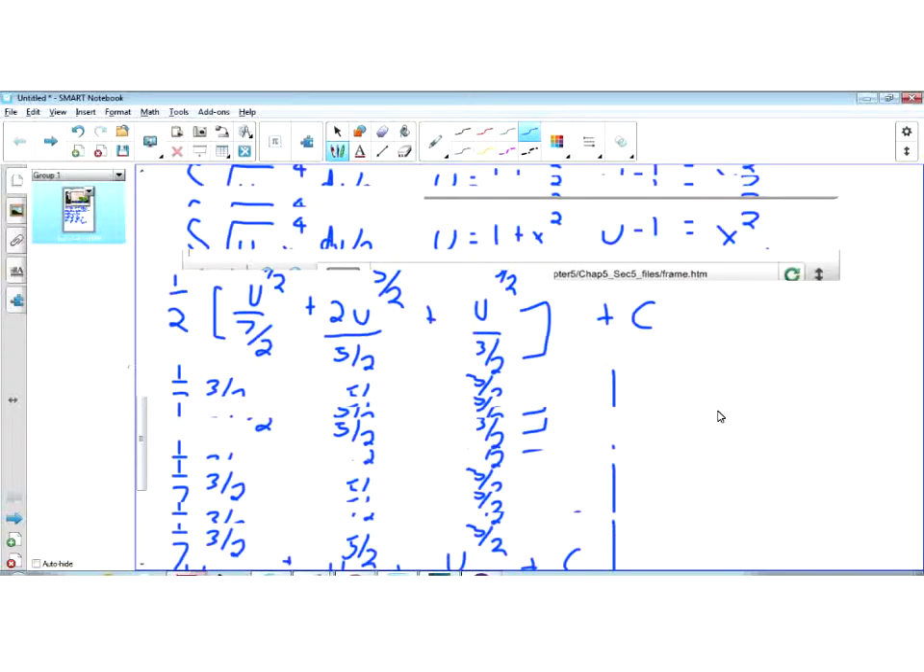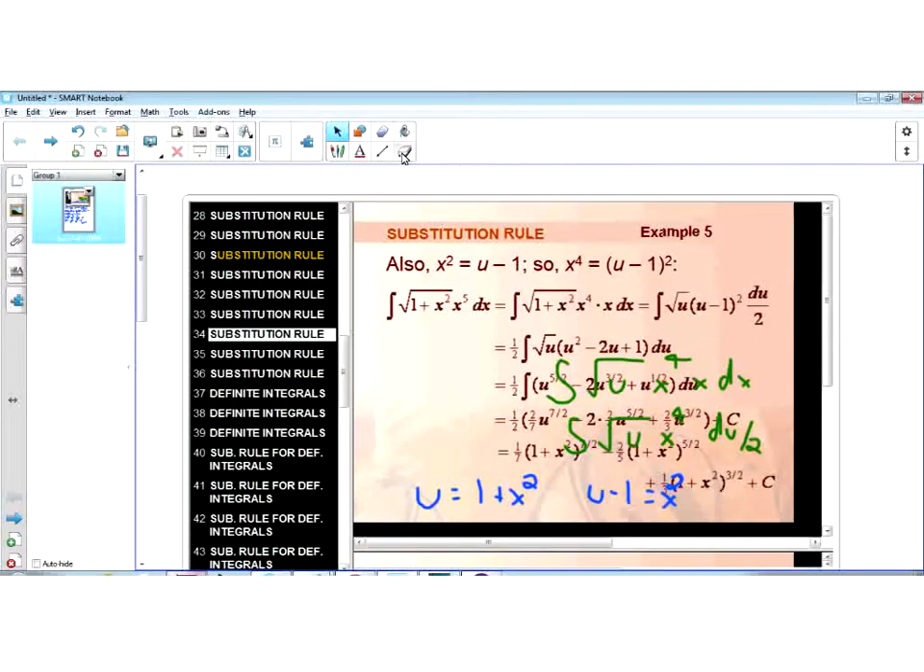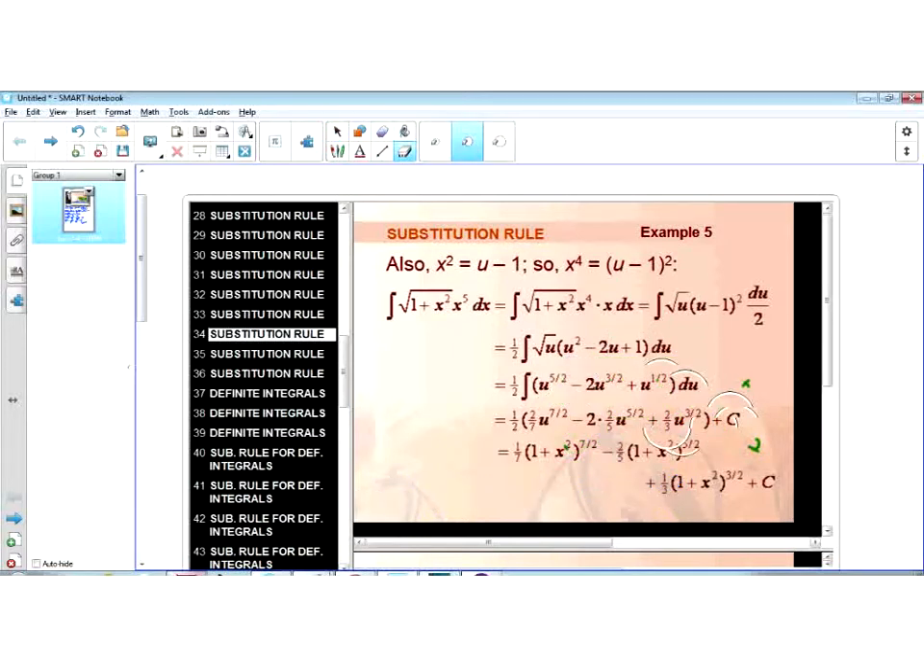All right, so the key to this problem was recognizing that we had to factor x to the 5th. So it was a tricky problem, right? It involved a fair amount of algebra, I would say. And so here it is, stood up for you. x to the 4th is u minus 1 in quantity squared.